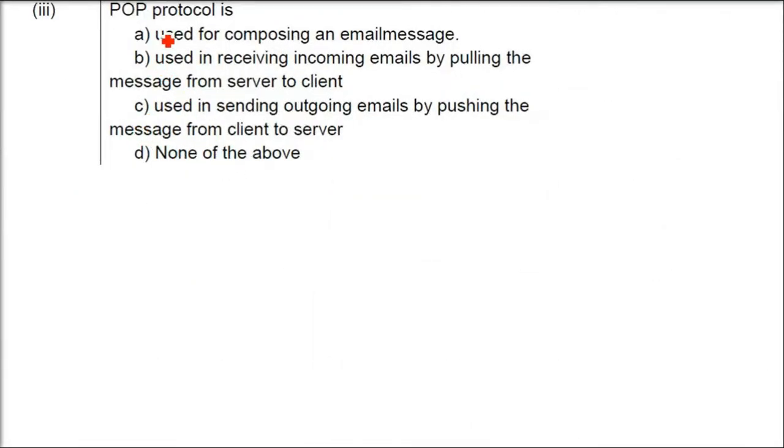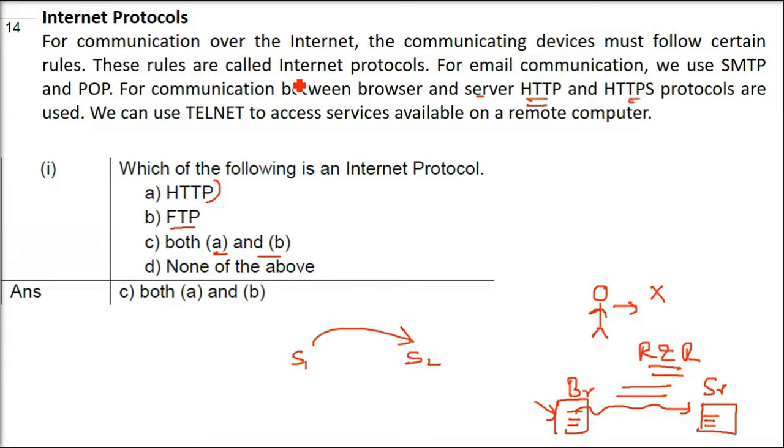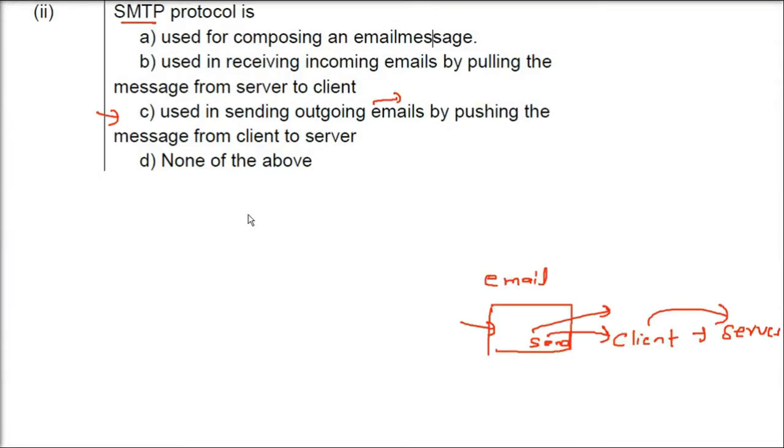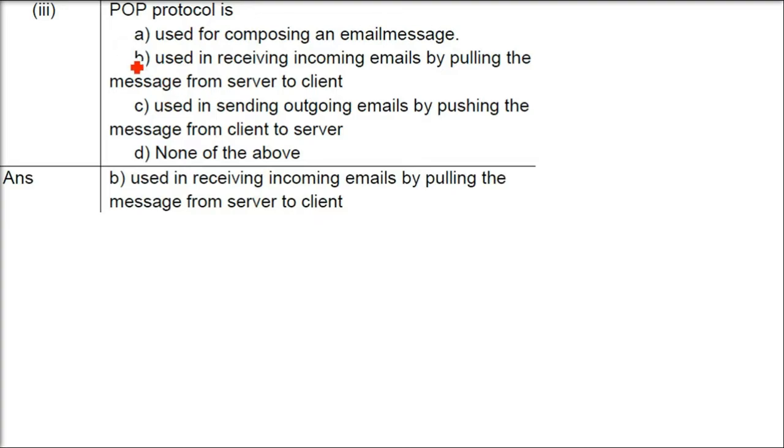Wherever you type, you're a client. And the opposite is POP, the post office protocol. So what is POP? As I said, it's just the opposite of what we have just done. Sending email from client to server is SMTP. Now getting the email from server to the client is done by POP. This is used in receiving incoming emails by pulling the message from server to client. So we had a client typing a mail, now you are sending it, you have sent it to the server, now the server has the email.